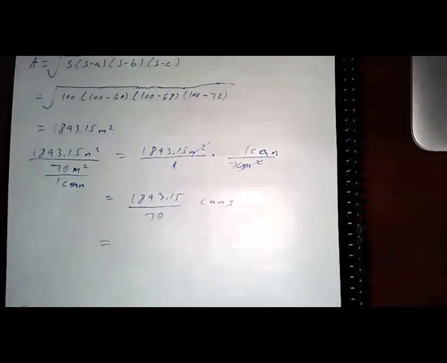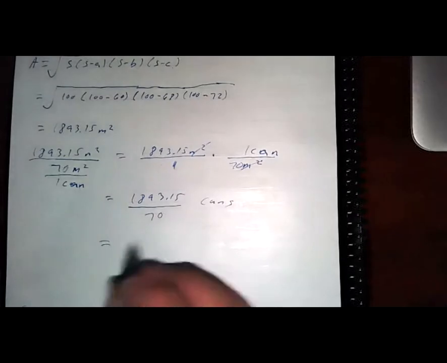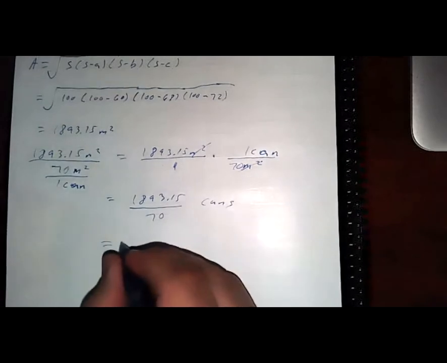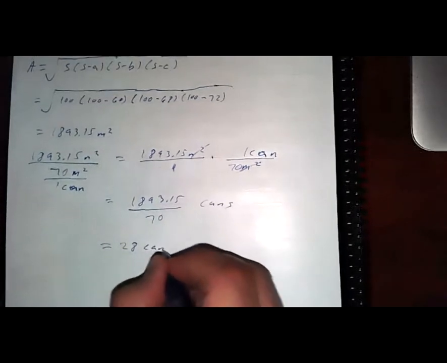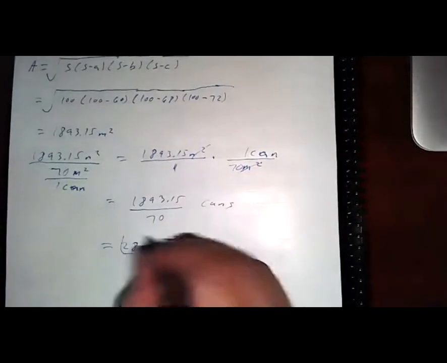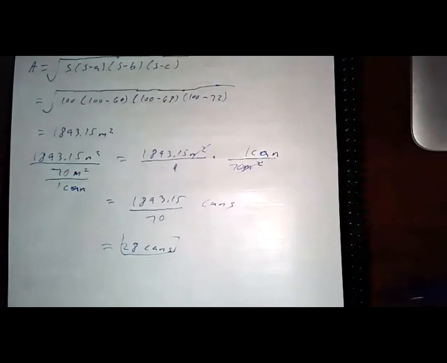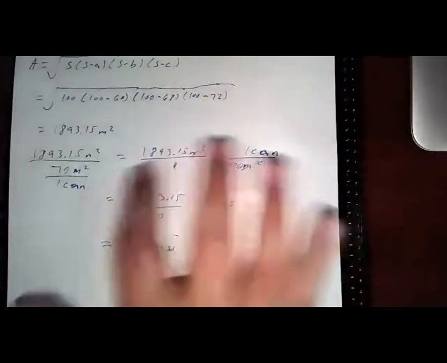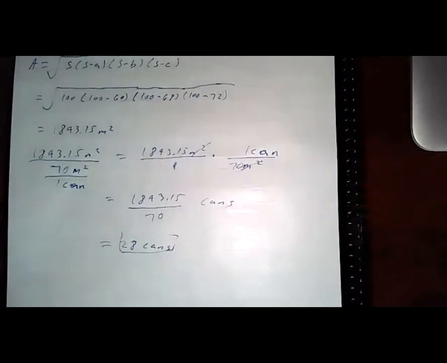27.05. So we can't just use 0.05 of a can. So I'm going to have to buy 28. Yeah, 28 cans. This unit thing I did just to show you how units work. You don't have to show me this, but I just want you to know that that is always happening in the background whenever you're converting, right?